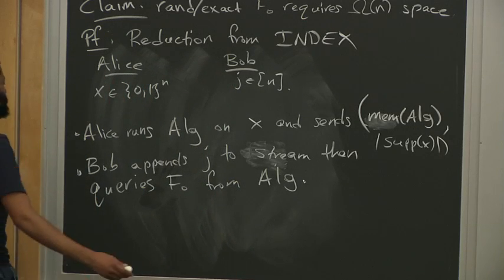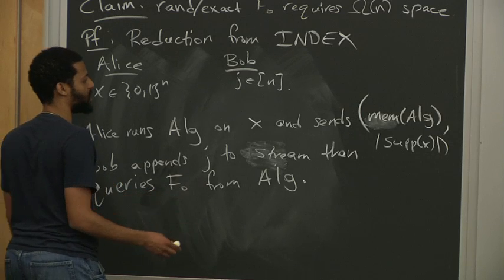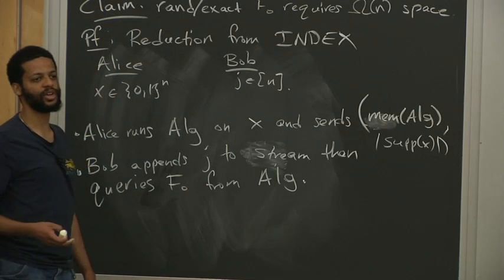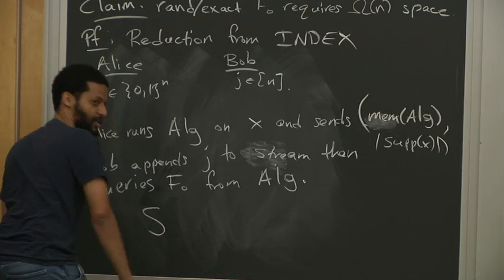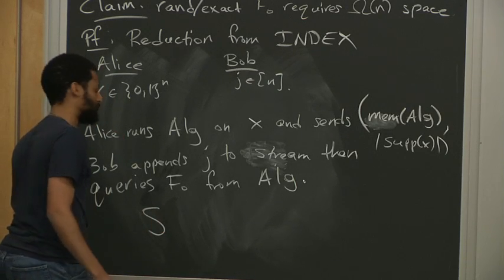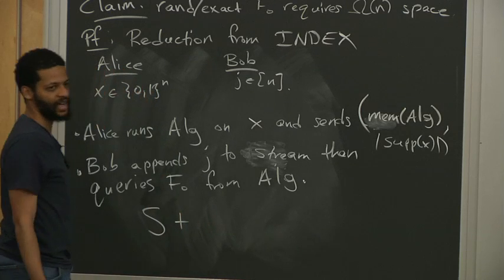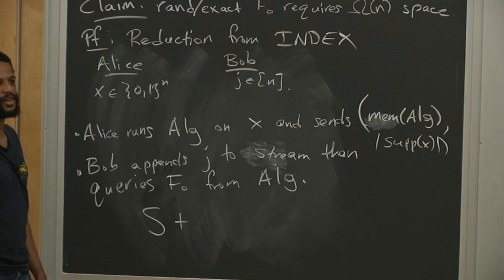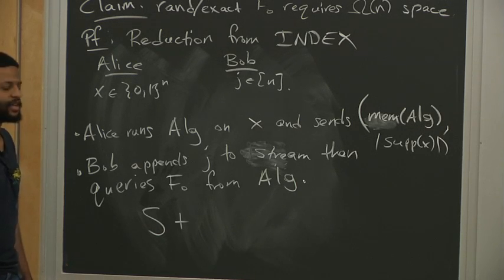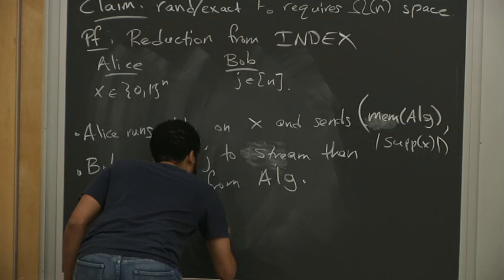And just to wrap it up, how many bits are communicated in this communication protocol? Well, it's a space s algorithm, plus she sends the weight of x, the support size of x. The support size of x is a number that's at most n, so to communicate it takes log n bits. So the total communication is s plus log n.